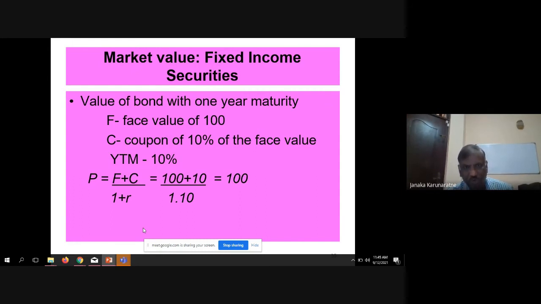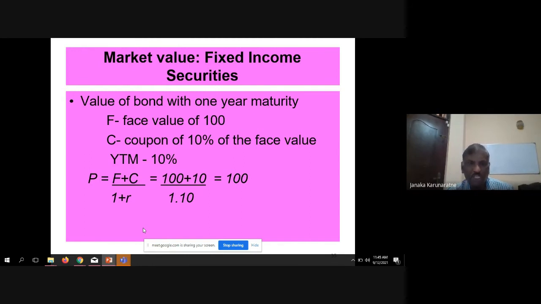Remember, when you talk about fixed income securities, there are two things. One is the coupon, the other is YTM. YTM is yield to maturity, the required rate of return. So those two may be the same or different, right?